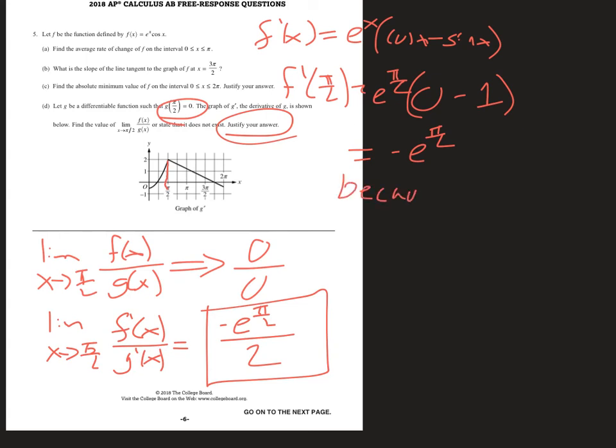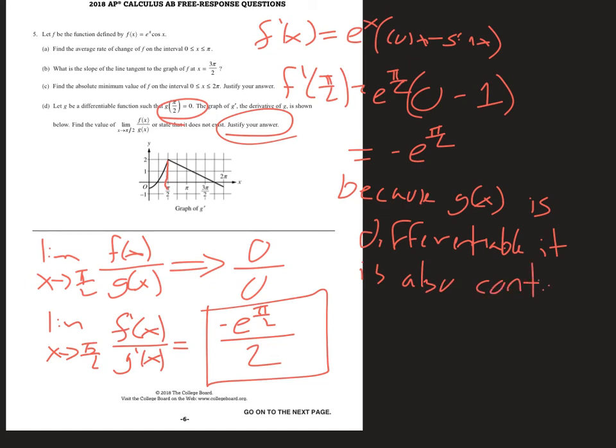because g of x is differentiable, it is also continuous. So the limit as x approaches pi over 2 of g of x equals g of pi over 2.